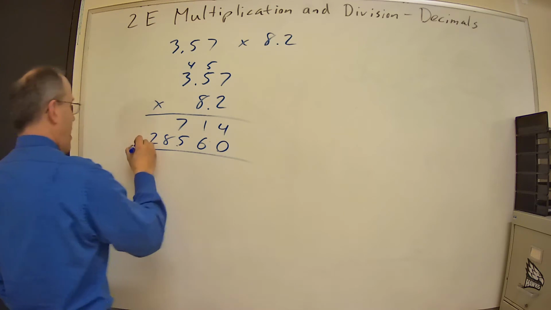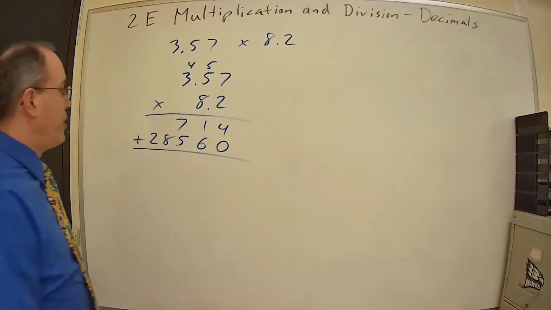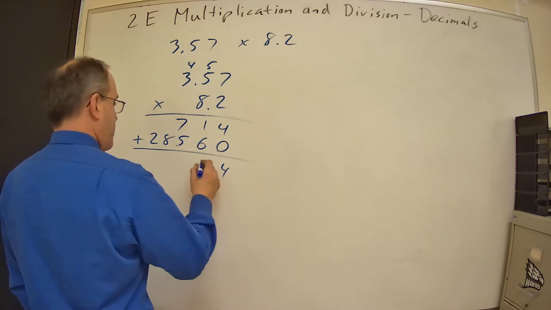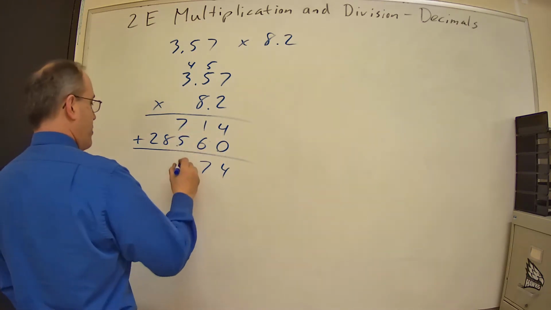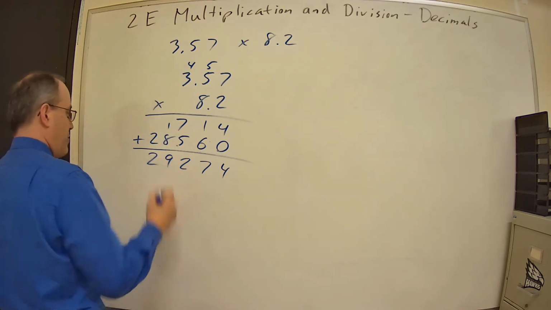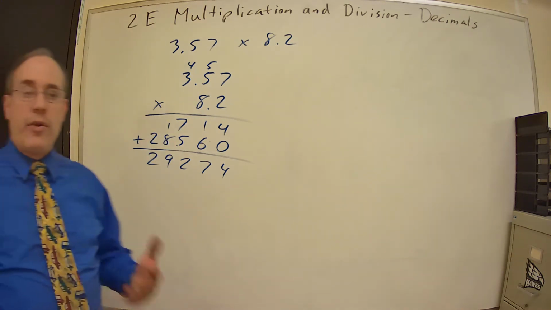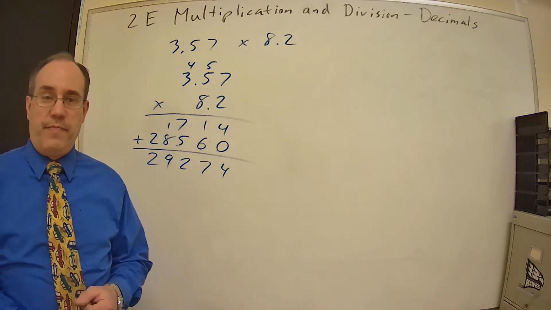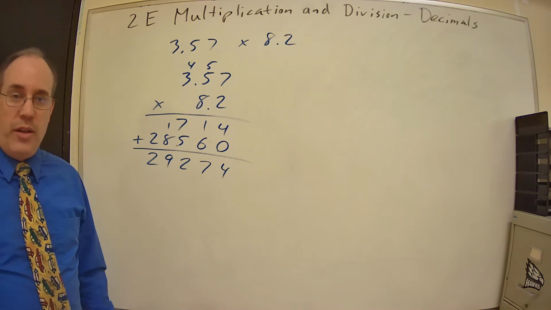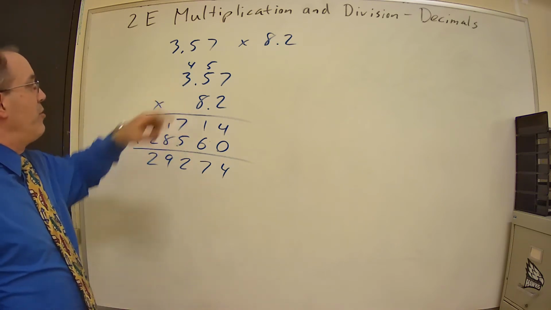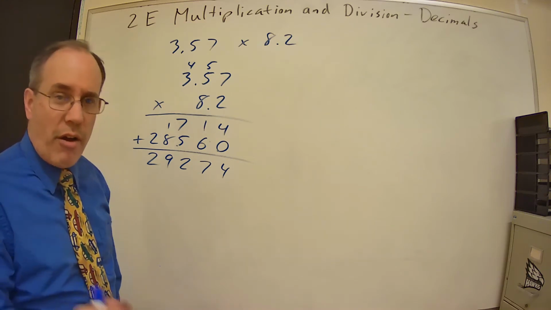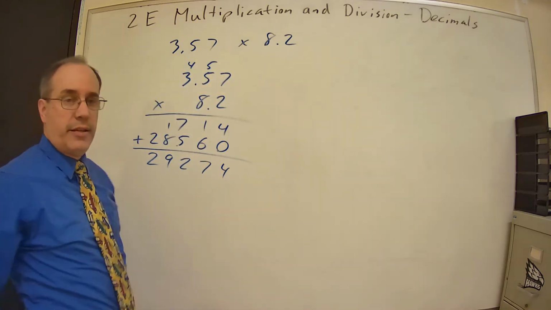And I'm going to add, just like I did in regular multiplication. 4 plus 0 is 4. 1 plus 6 is 7. 7 plus 5 is 12. Carry the 1. 1 plus 8 is 9. And 2. And now is where I worry about the decimal point. Notice all the way through, I didn't worry about the decimal point. Now I'm going to look at it and I can say, how many decimal places are there in my product?